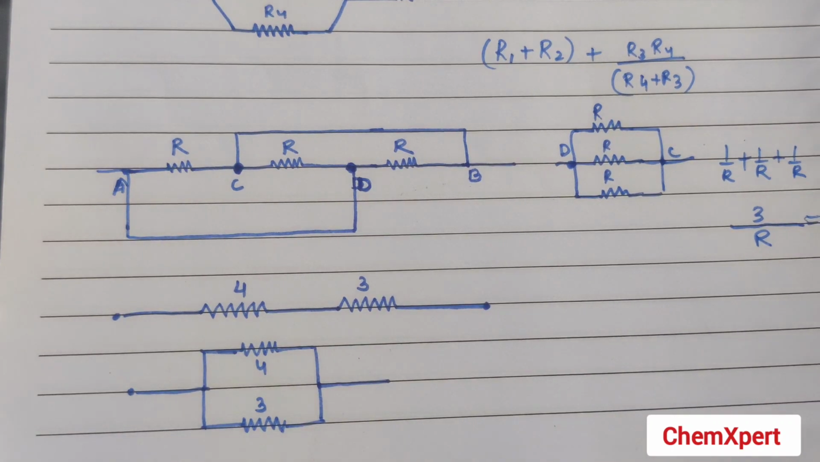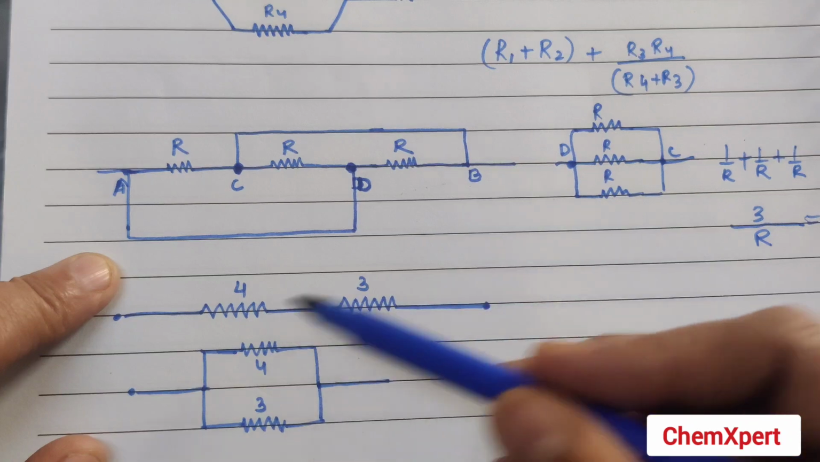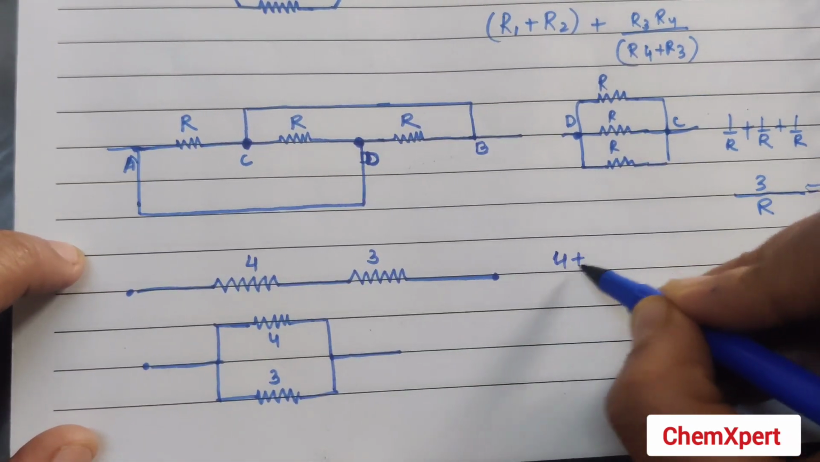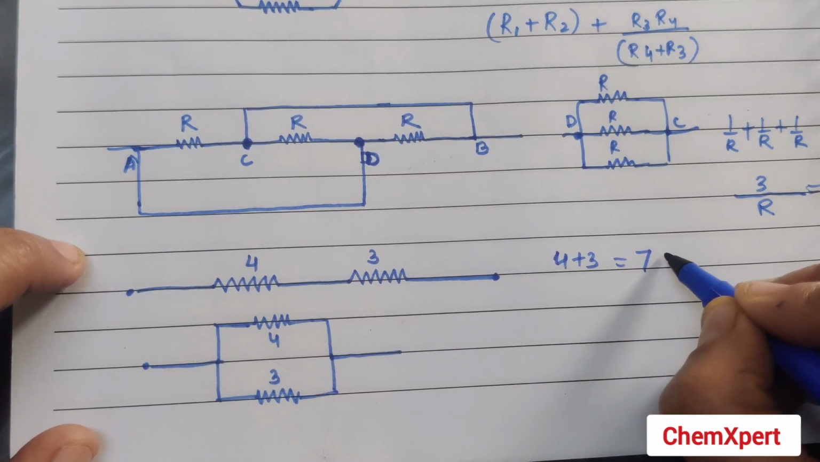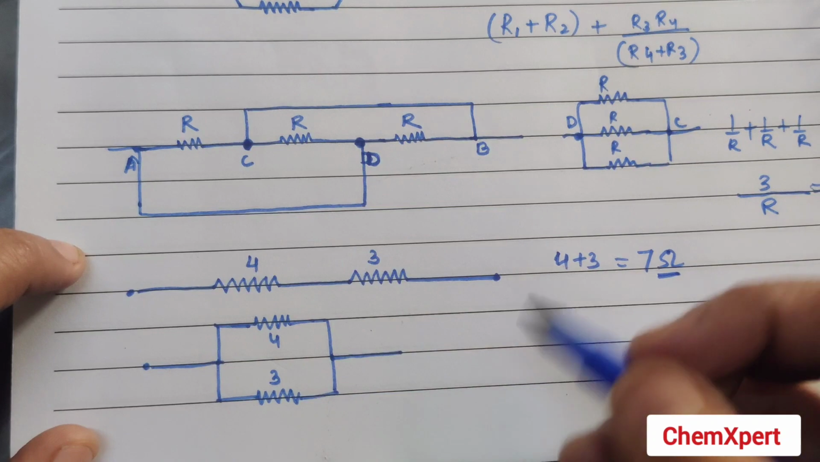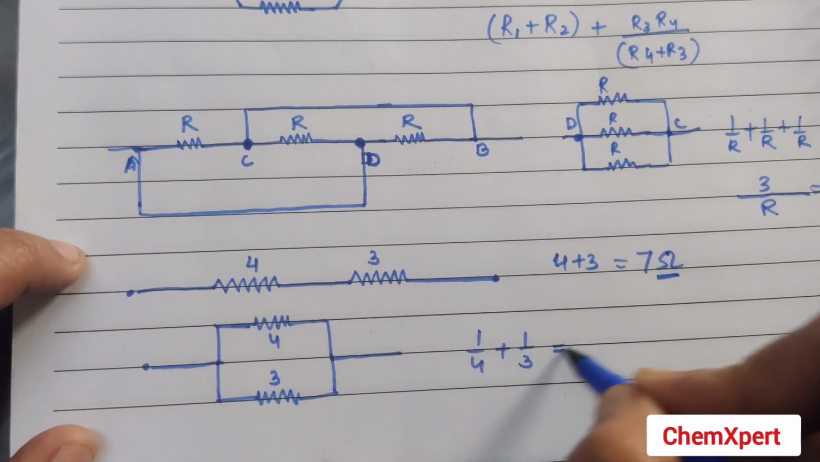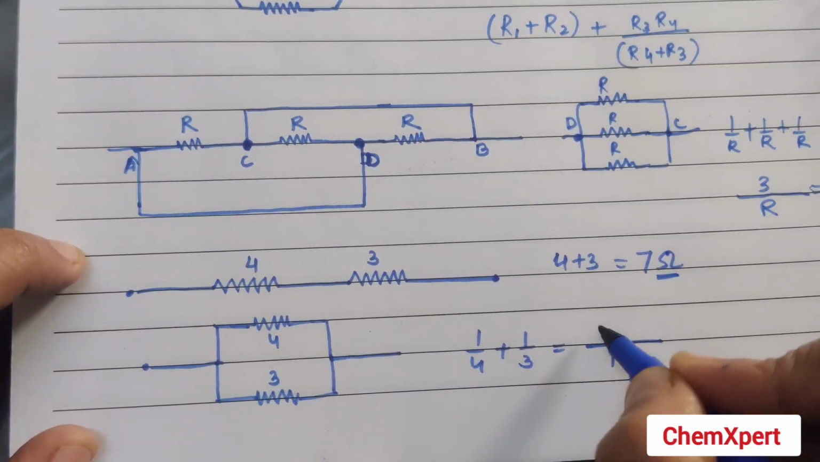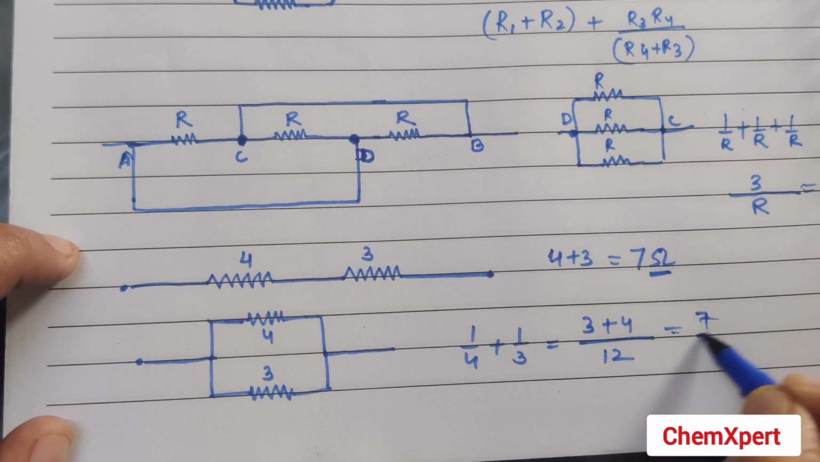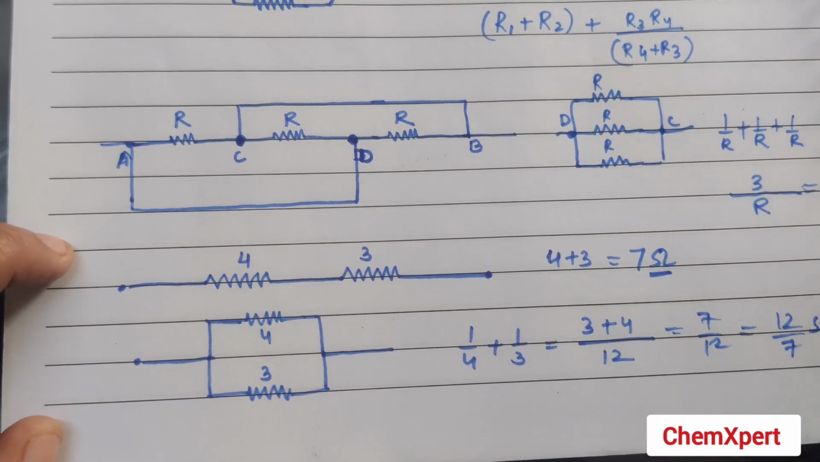Next two examples are NCERT and previous year questions also. Net resistance for this section will be simple, it is in series, so it will be 4 plus 3 ohm, the answer will be 7 ohm. You have to write the unit also here. Then again 4 plus 3, but now this is in parallel here. So now the LCM will be 12, 3 plus 4 is 7 by 12, so the net answer will be 12 by 7 ohm.